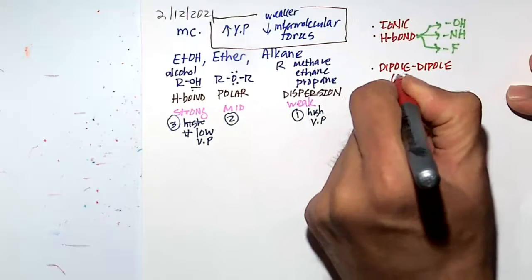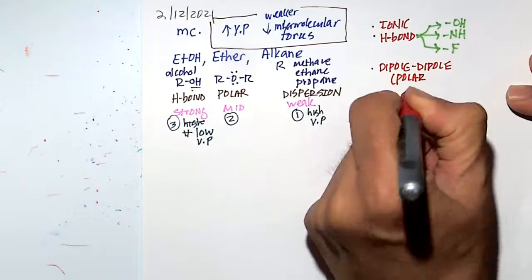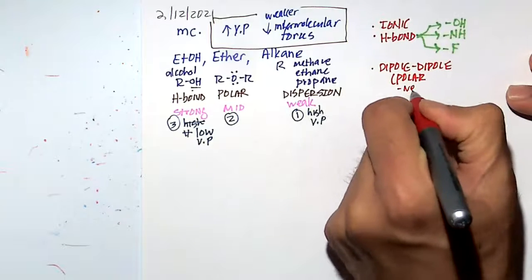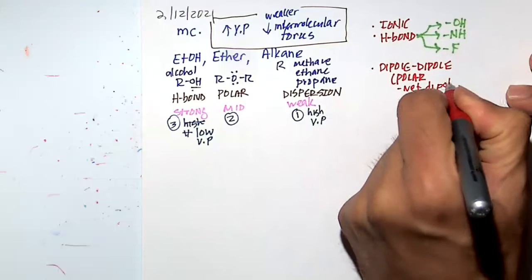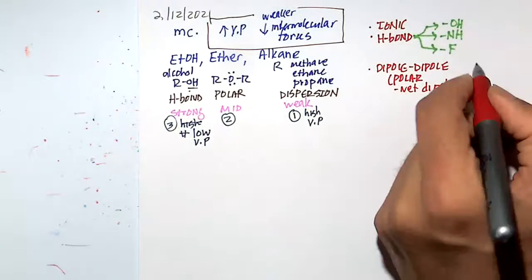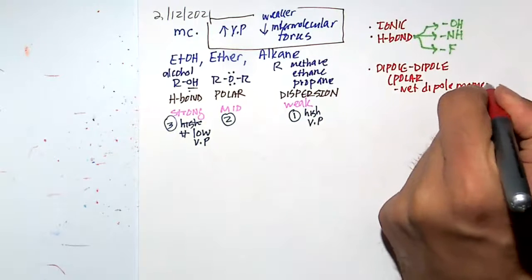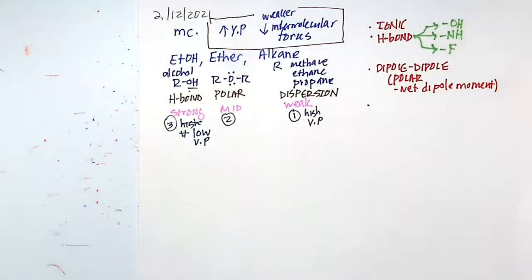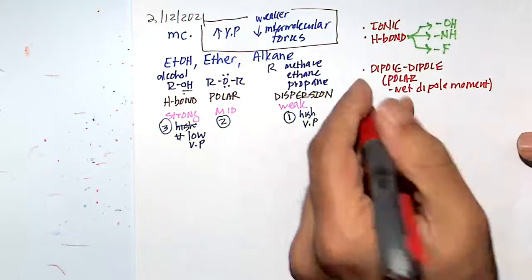Okay, we call that a polar molecule. It has what I want to say is a net dipole moment. Okay, what is the weakest? Dispersion, okay.